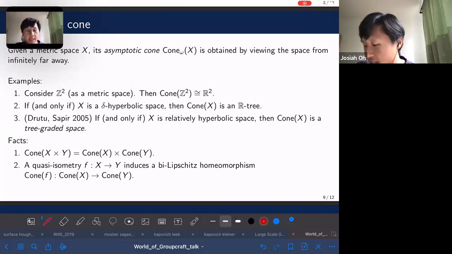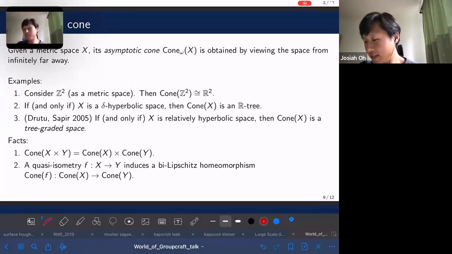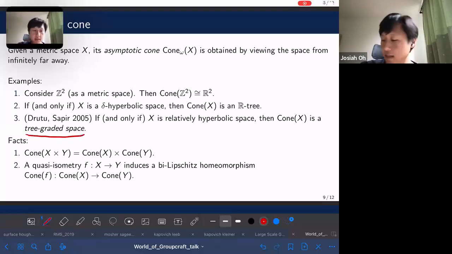And then this third example, which is most relevant to us today, is that if X is what's called a relatively hyperbolic space, then the asymptotic cone is what's called a tree-graded space. Okay, so I will say a little bit more about what this means. The facts about these asymptotic cones that are relevant to us is that they preserve products, which is good because we're going to be taking asymptotic cones of products. And quasi-isometries are induced by bi-Lipschitz homeomorphisms on the cones.